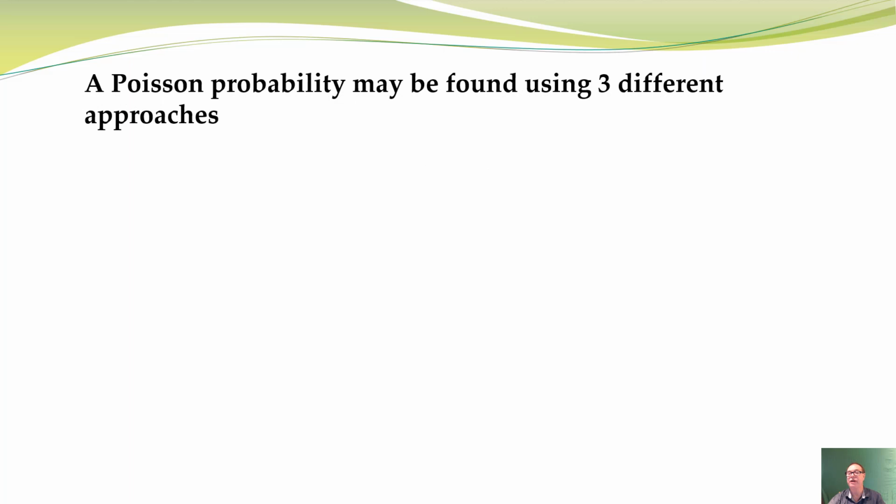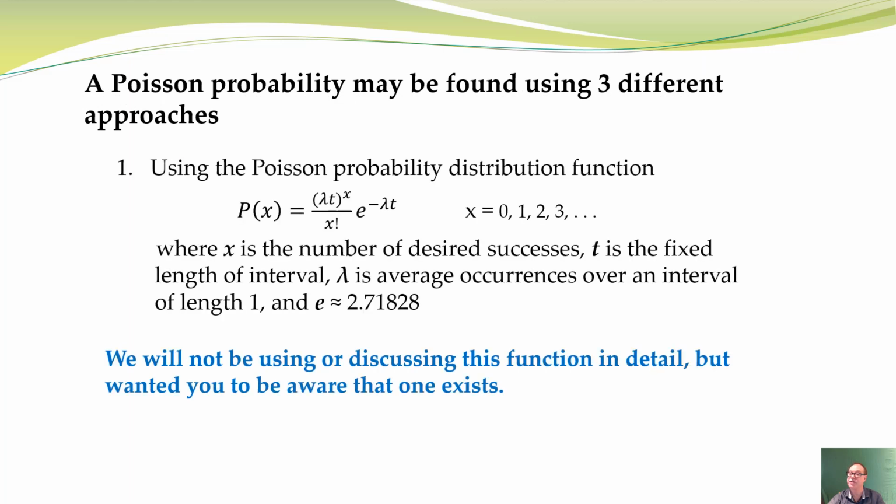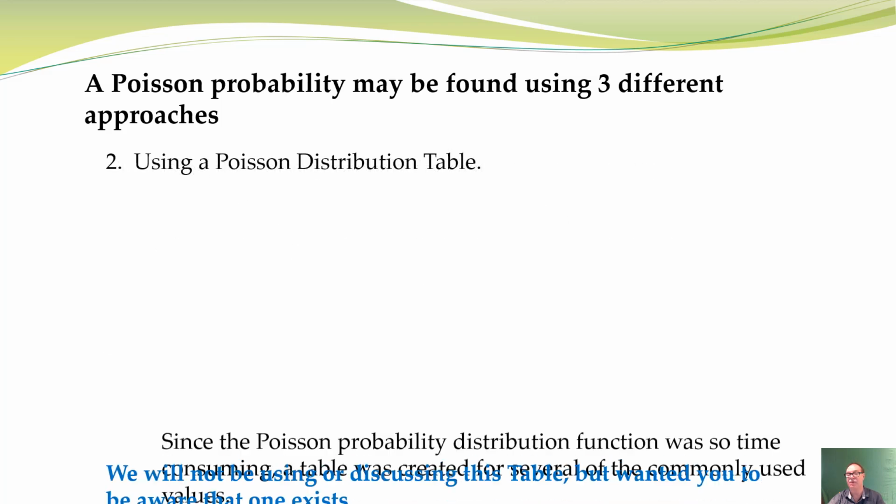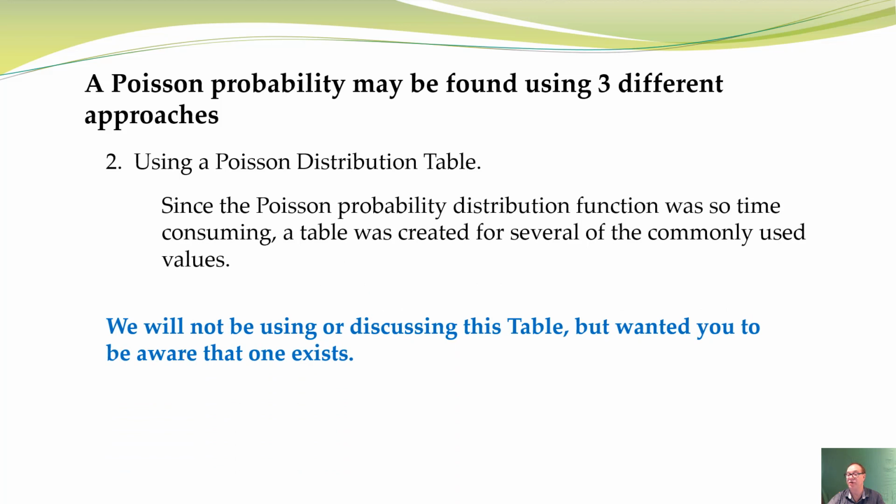A Poisson probability may be found using three different approaches. First, you could use the formula. If you look at this formula, it's not very nice. A lot is involved with it, and it would be complicated and easy to make mistakes entering into calculators. We will not be using the formula, but I wanted to make you aware that one exists. Also, you could use a Poisson distribution table. Since the Poisson probability distribution function was so time-consuming, a table was created. Your textbook does not include a Poisson distribution table, so we will not be discussing it.